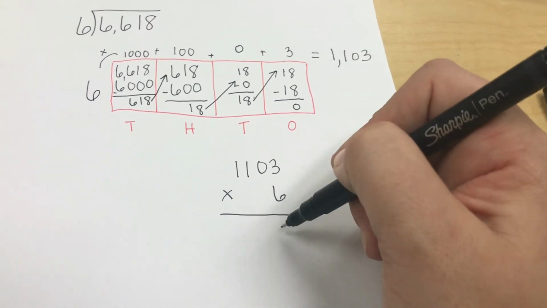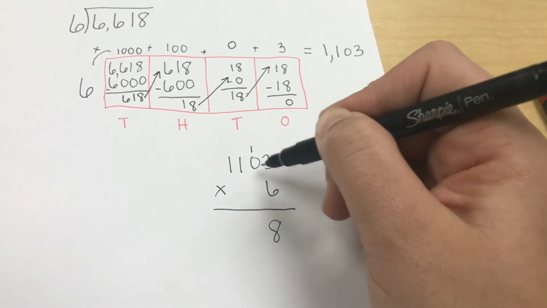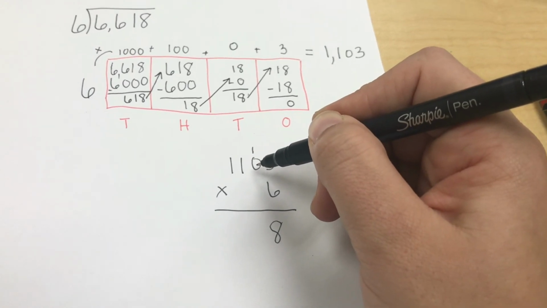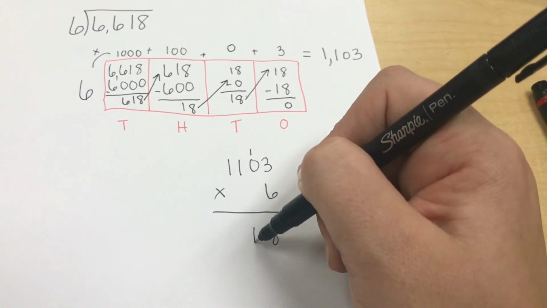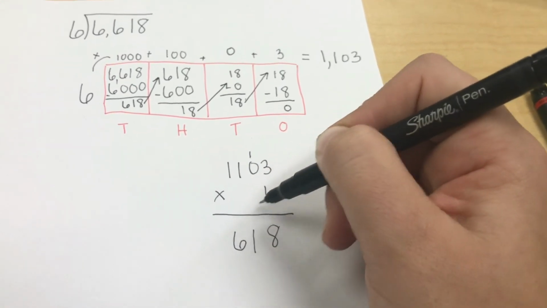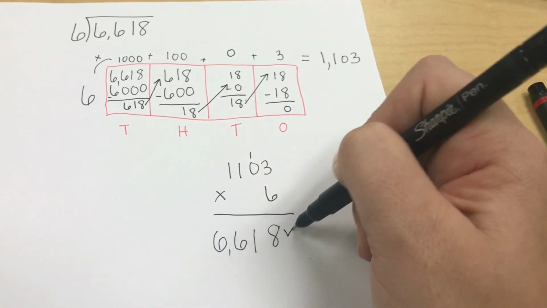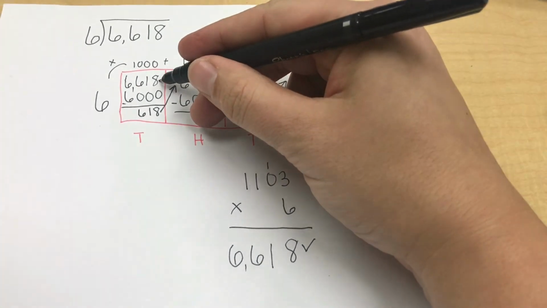6,618. So 6 times 3 is 18. I carry the 1 into the tens place. 6 times 0 is 0, but I have a 1, so I add the 1 in. 6 times 1 is 6, and 6 times 1 is 6 again. My dividend and my product here do check out.